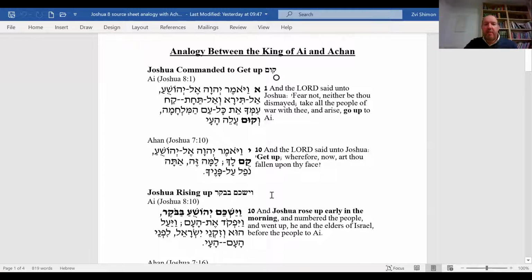So there are dramatic parallels between the chapters, between chapter 8 and chapter 7, and we'll point out some similarities, and then try to understand what perhaps is behind this whole analogy between chapters 7 and 8. So for one, in both instances, we have the command to rise up, go up. That's how our chapter began, where God told Joshua to arise, go up to the Ai, kum aleha Ai, arise and go up to the Ai.